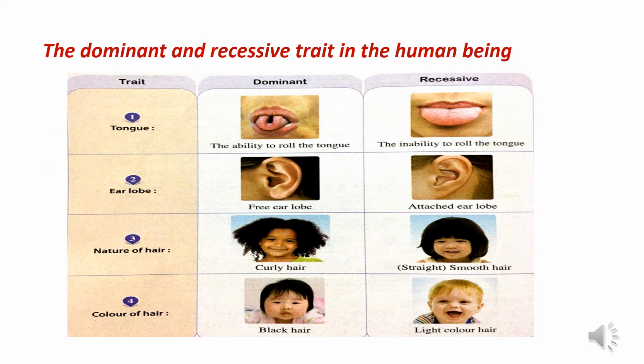The dominant and recessive traits in the human being. The ability to roll the tongue is a dominant trait, and the inability to roll the tongue is a recessive trait. Free ear lobe is dominant, attached ear lobe is recessive. Curly hair is dominant, straight hair is recessive. Black hair is dominant, light hair is recessive.